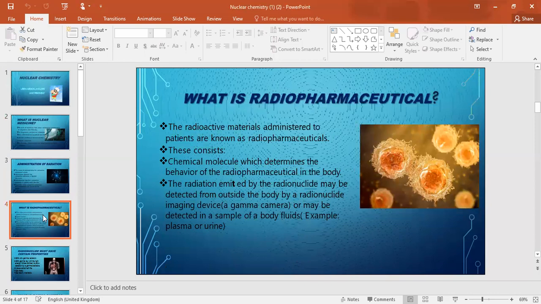What are radiopharmaceuticals? Radioactive materials administered to patients are known as radiopharmaceuticals. These consist of a chemical molecule which determines the behavior of the radiopharmaceutical in the body. The radiation emitted by the radionuclide may be detected from outside the body by a radionuclide imaging device, a gamma camera, or may be detected in a sample of body fluids, for example plasma or urine.